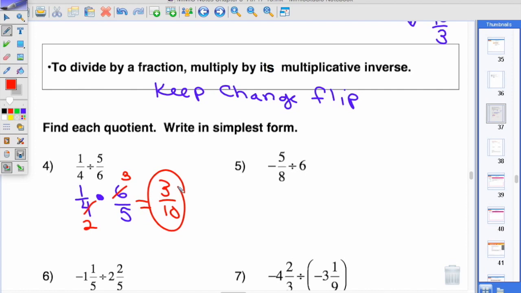Number 5 is negative 5/8 divided by 6. We can put the 6 as 6/1. So it's negative 5/8 times 1/6. Since we have a negative multiplied by a positive, our answer is going to be negative. We can't cross cancel anything, so we just multiply going across, so it's negative 5/48.